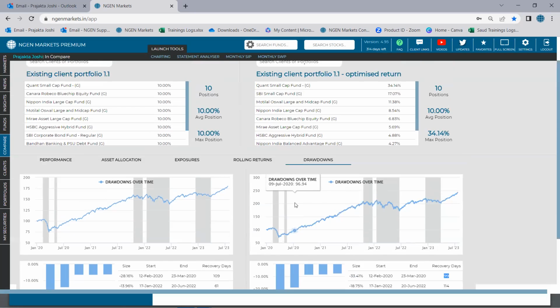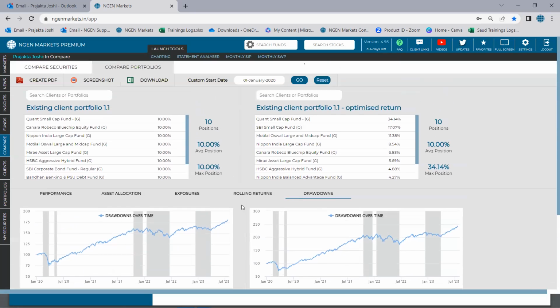So this is the analysis that you can definitely do. So I currently did an analysis of optimized portfolio versus the existing portfolio. You can typically either load in a prospective client's existing portfolio versus the model portfolio that you would have suggested. So the functionalities are definitely there given. You just have to explore.